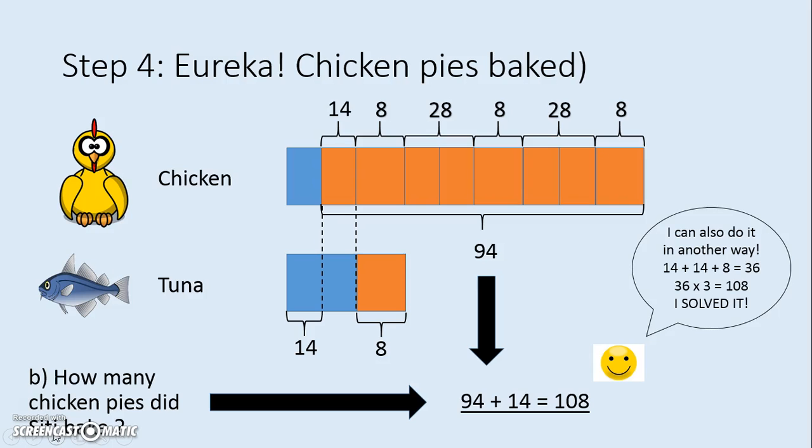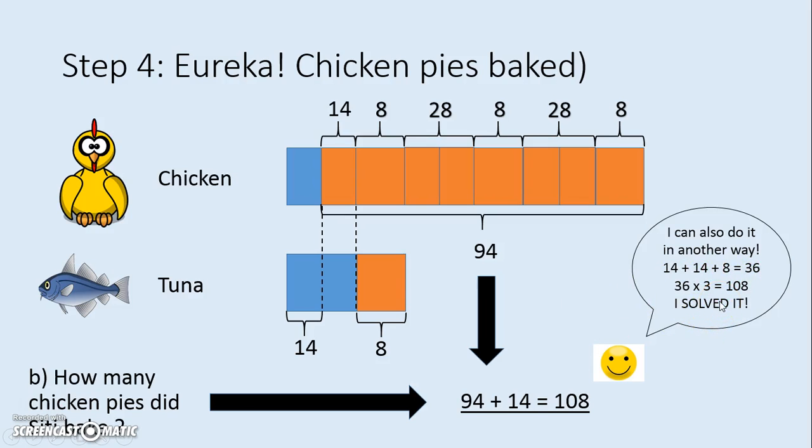Now, how many chicken pies did City bake? Since we know the value of 1 unit over here, which is 14, we can simply add the 14 to 94, and we get 108. Another way to get the 108 is to simply find the number of tuna pies that were baked at first, which is 14 plus 14 plus 8, which equals 36, and multiply them by 3 to get 108.